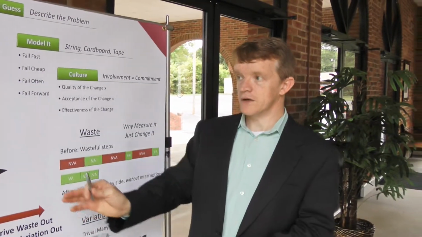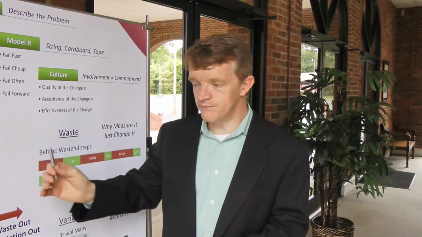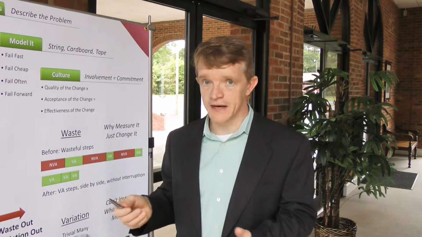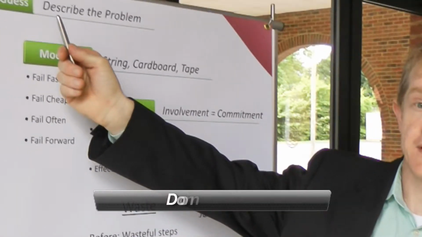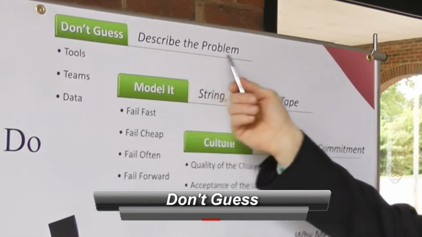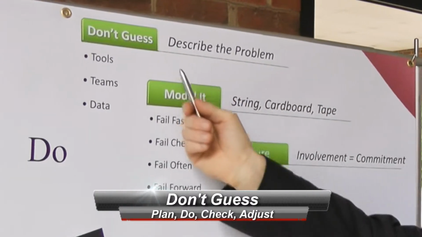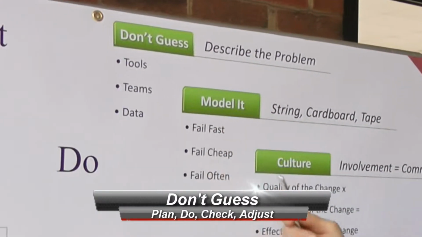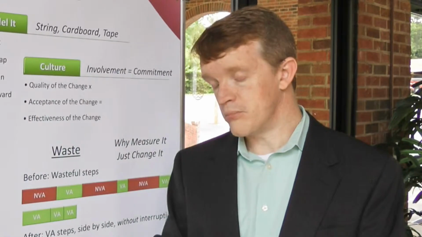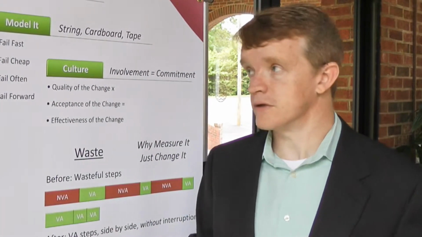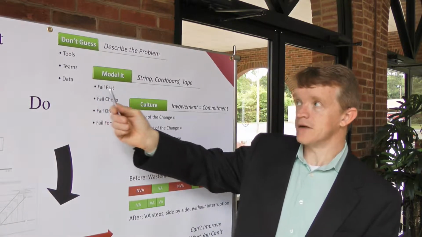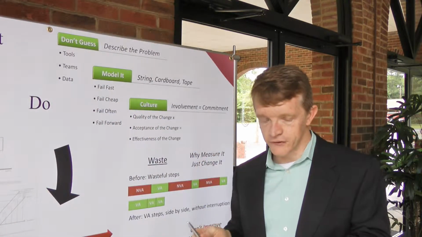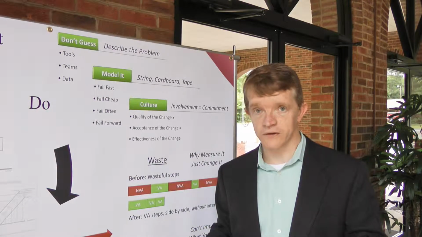Now, as far as plan, do, check, adjust, as far as how to do that, we've got some other recommendations. The first one is don't guess. We want to describe the problem using tools, teams, and data. Within the tools section in Lean Six Sigma, there is a plethora of tools that we can use. As long as we're working within teams and gathering data, then we'll begin to describe really the facts of what the problem is.